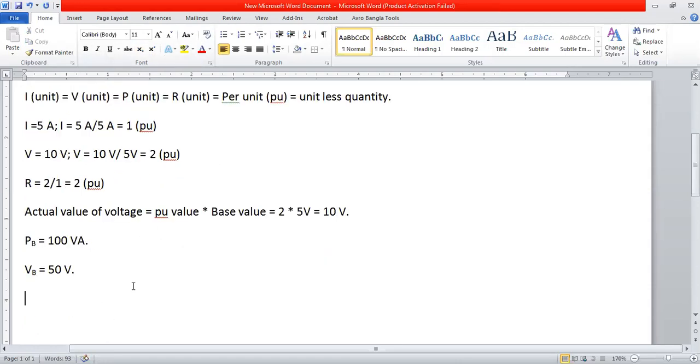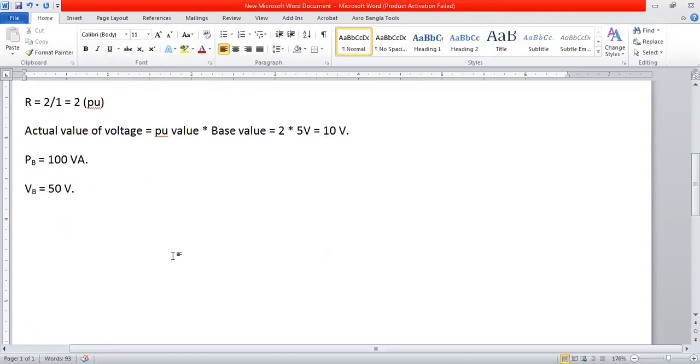Now we have to calculate the per unit value of current, that is the I PU.